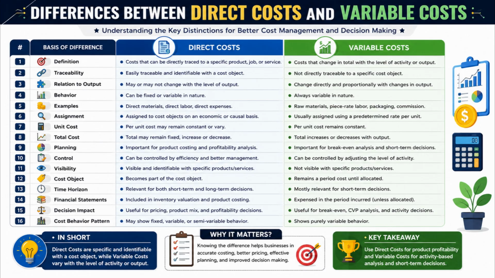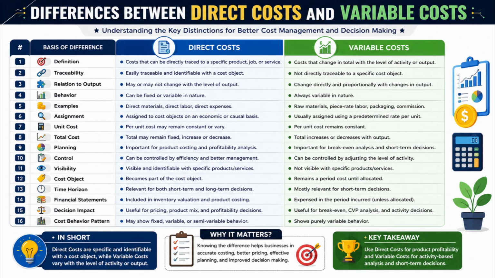Number 2. Direct costs can be traced easily to a cost object, whereas variable costs may or may not be directly traceable. Number 3. Direct costs mainly relate to a particular department, product, or service, whereas variable costs relate to overall production activity.